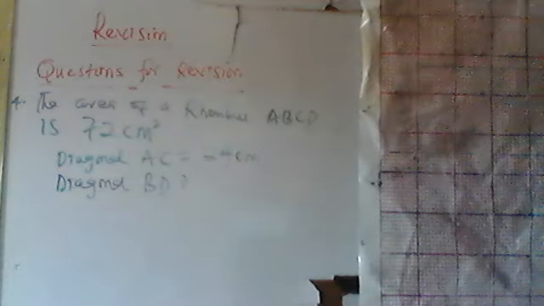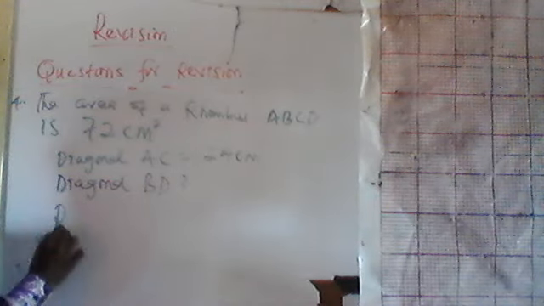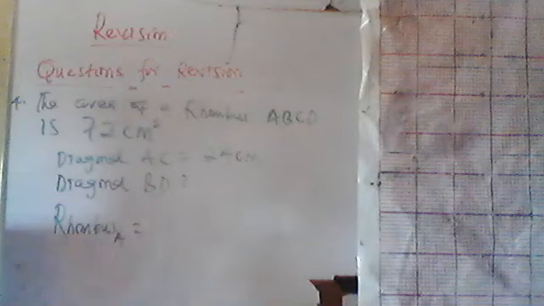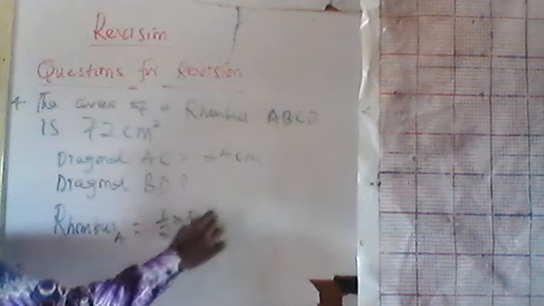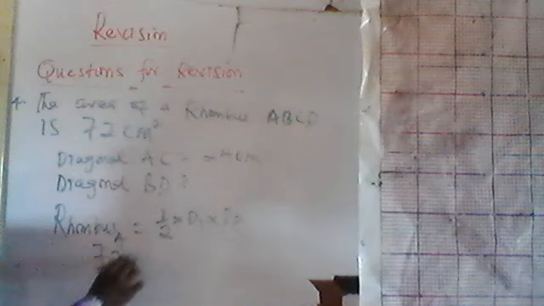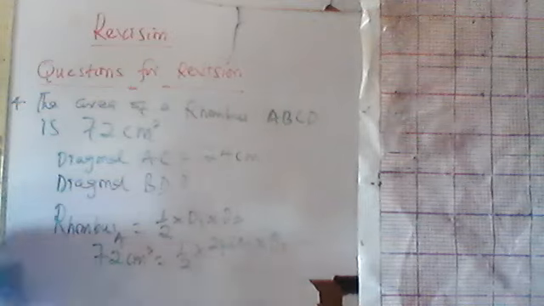So how do you find this? It's very simple. We all know the formula. The formula for the area of a rhombus: area is half multiplied by diagonal 1 multiplied by diagonal 2. And this area has been given to us. The area is 72 centimeters square. And that gives us half multiplied by diagonal 1, which is 24 centimeters, multiplied by diagonal 2.